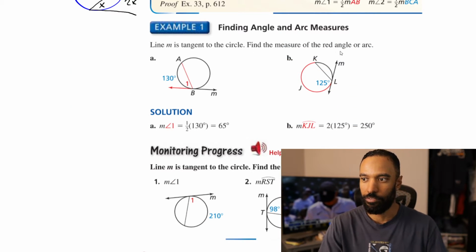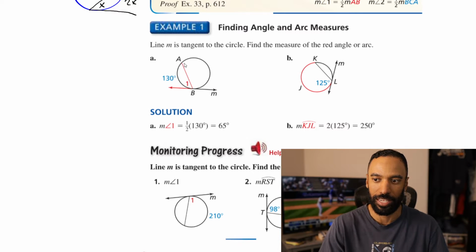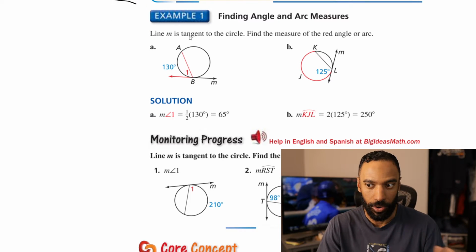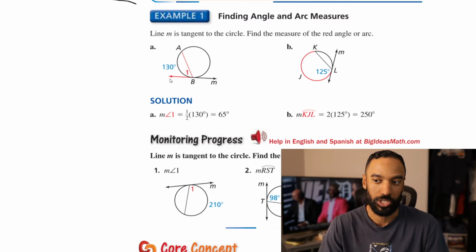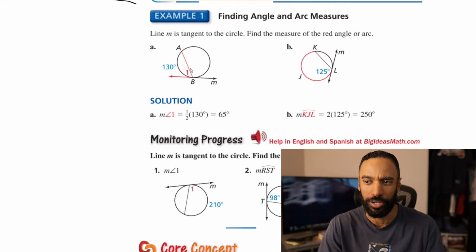So they have some examples here. Line M is tangent to the circle. Find the measure of the red angle or arc. So let's find the measure of this red angle. Think of it like an inscribed angle there with the intercepted arc of 130. This one is half of the 130, which is 65 degrees. And if it helps, things are mostly drawn to scale in the book, or at least the idea of it. One looks like an acute angle, less than 90 degrees, so 65 makes sense. It wouldn't be 130.